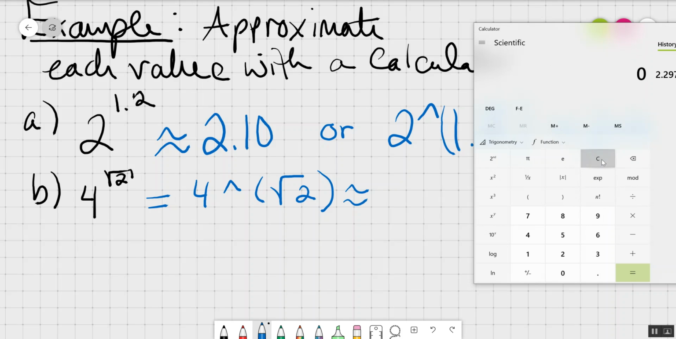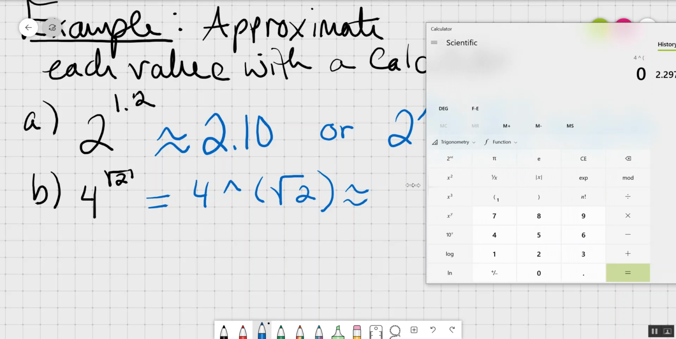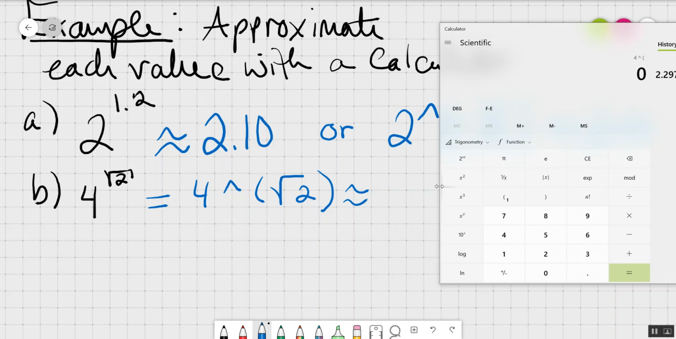So let's clear, and we'll put in 4, and then our x to the y, and then we'll do a parenthesis so it knows I'm going to do something extra. Where's my square root key? I always have a hard time finding it on this one. I don't see it. I don't think I have a square root key. Uh-oh. I don't. What am I going to do?